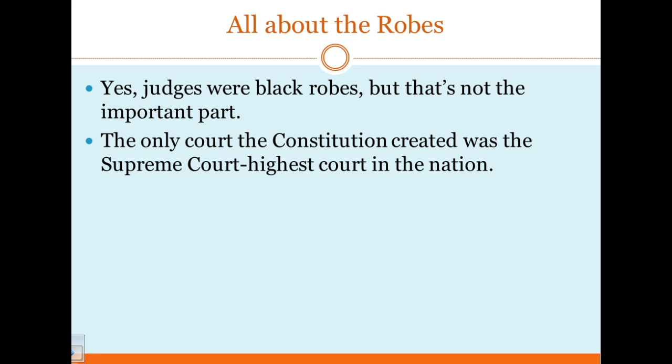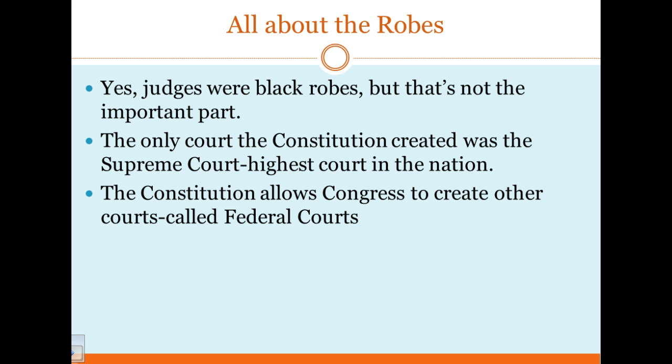got to go to. The Constitution created the Supreme Court, the highest court in the nation, and it's really the only court system that the Constitution specifically talks about. The judicial branch is talked about in the third article of the Constitution, and that's where we can find the powers and the job of the Supreme Court. We have other court systems, lower courts called federal courts, and these are created because the Constitution gives Congress the power to create these lower courts or federal courts.